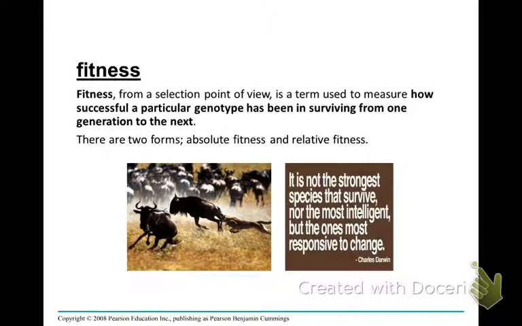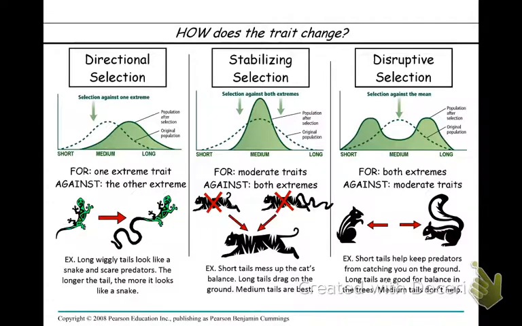Okay, so fitness, according to Charles Darwin, is not about the strongest species that survive, nor the most intelligent, but the ones that are most responsive to change. So fitness from a selection point of view is a term that is used to measure how successful a specific genotype has been in surviving from one generation to the other. So you can have absolute fitness or relative fitness. So, how does a trait change?